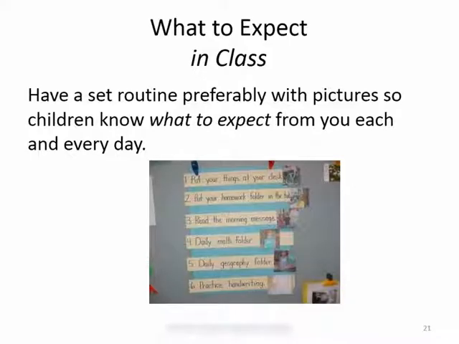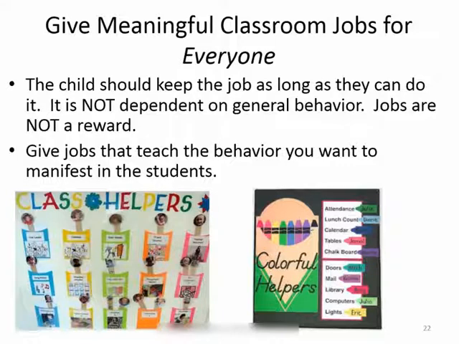In order to keep children in their executive state, children need to know what to expect in class. Visual cues are critical if we want our students to display the behavior we want to see. Another way to maintain a sense of belonging in the classroom is to give meaningful classroom jobs to all children in the class. Remember that jobs are not a reward, but rather a strategy to teach behavior you want them to manifest.